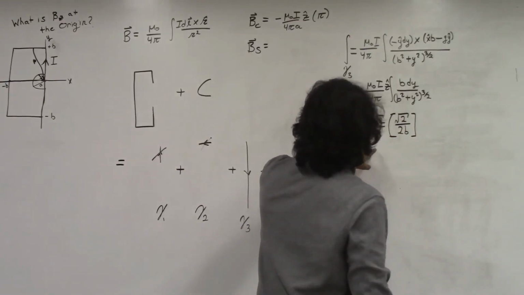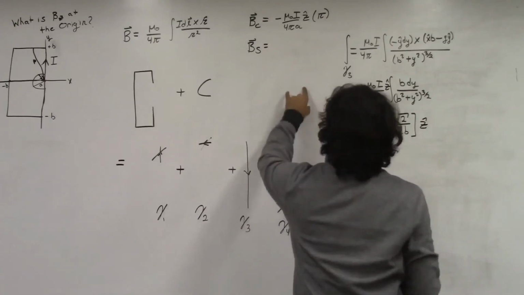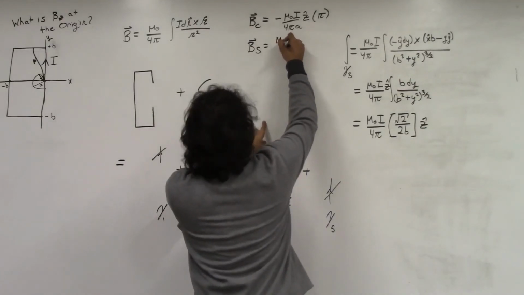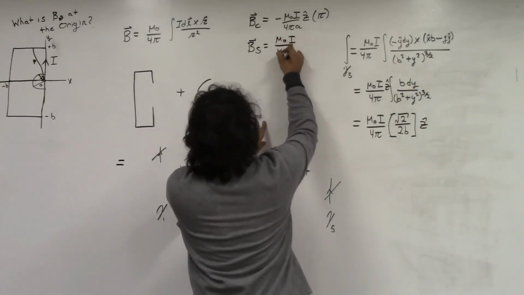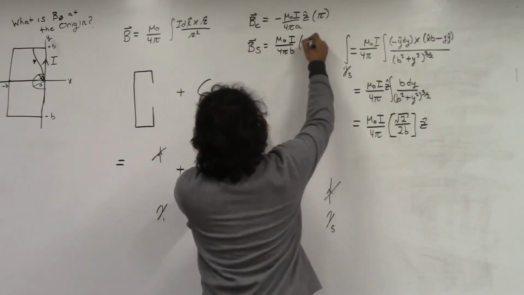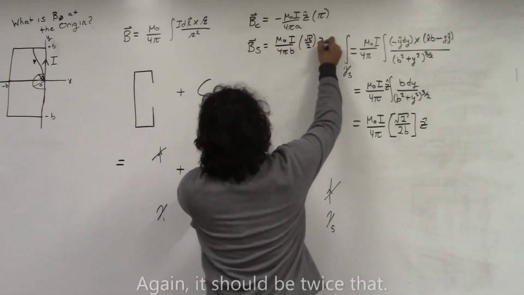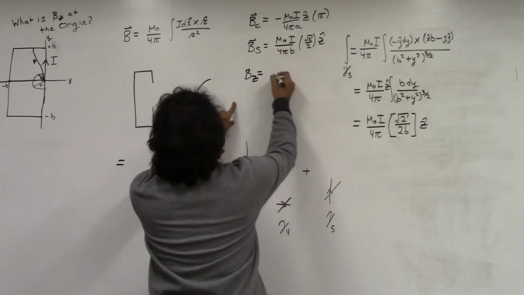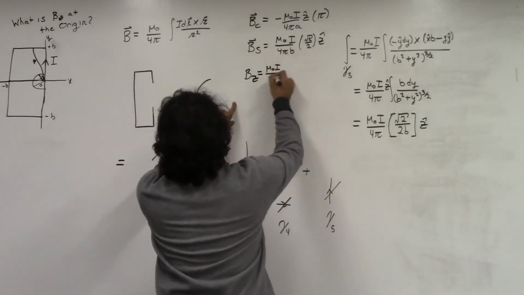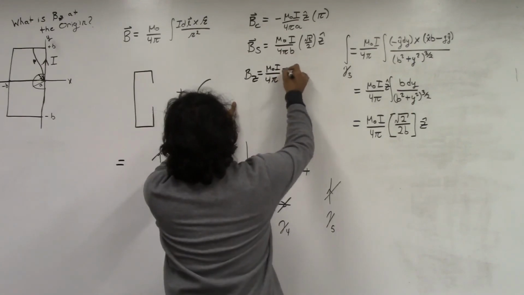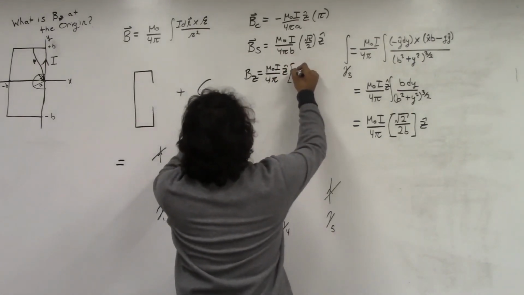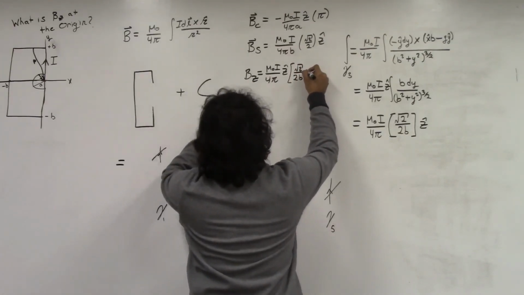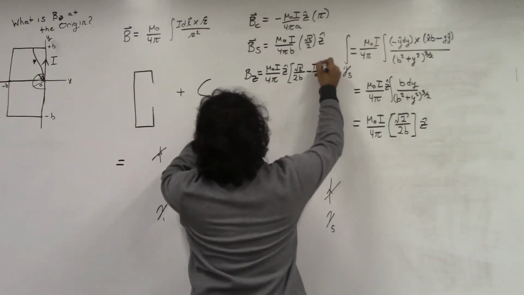So if I want to find a total magnetic field, the contribution of all these elements cancel, leaving just this. Mu naught I over 4 pi b square root 2 over 2 z hat. And the magnetic field is just the sum of these, so Bz is just equal to mu naught I over 4 pi z hat square root 2 over 2b minus pi over a.